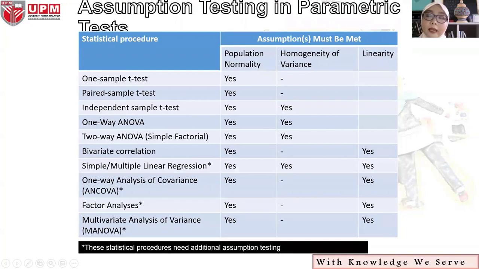So again, parametric test means that the statistic requires the data to be normal. Okay, so for example, the first one, one sample t-test, you need to make sure that your data are normal. But there is no need for homogeneity of variance. Why? Because we just only have one sample. Because in our study we have only one sample, so no need for us to test for homogeneity of variance and linearity.